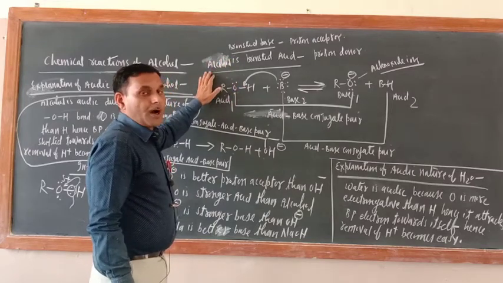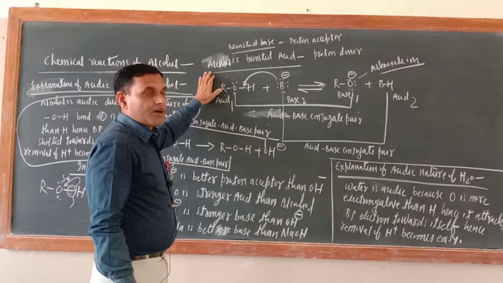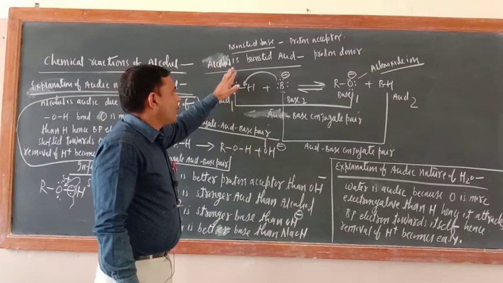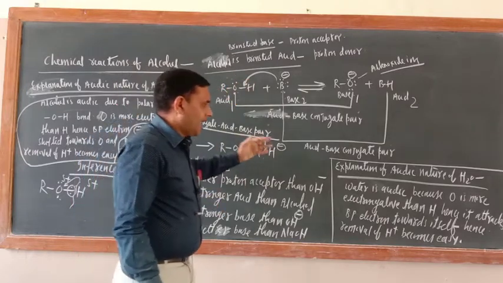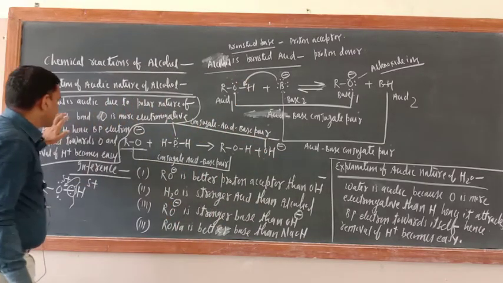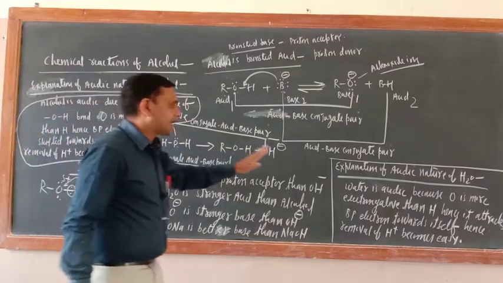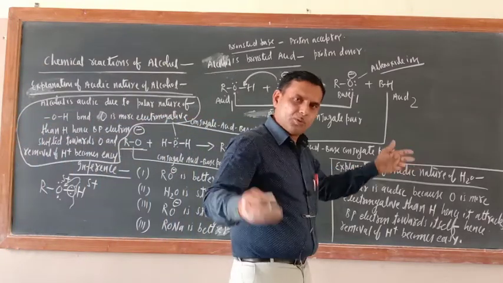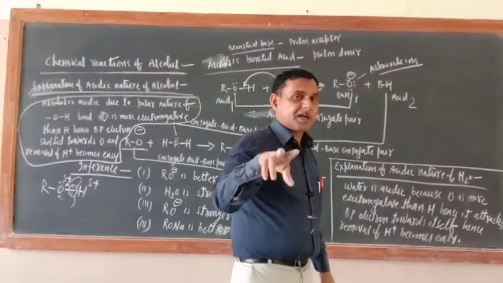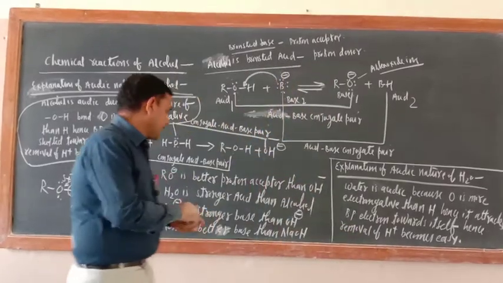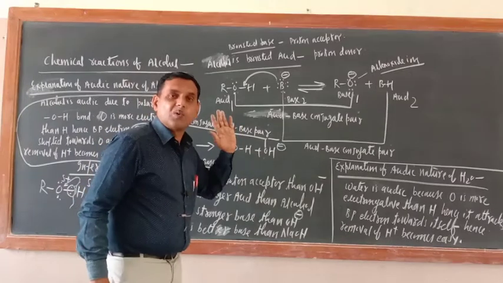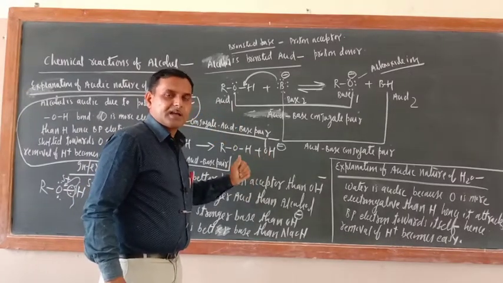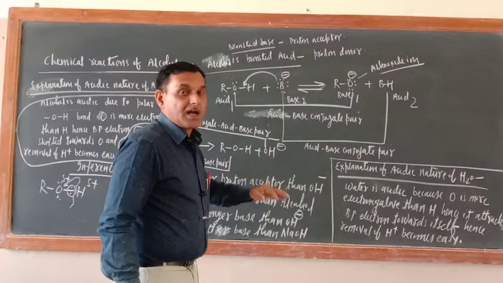And those who are donating protons are Bronsted acids. So alcohol is a Bronsted acid because it is a proton donor. Now, here I explained the acidic nature of alcohol, and here I explained the acidic nature of water. Both are acids only. But a question arises here: I have written here that H2O is a stronger acid than alcohol. Why? That explanation should be there.